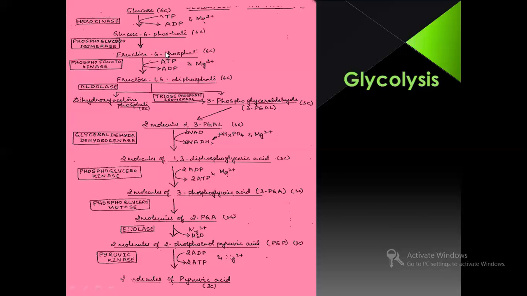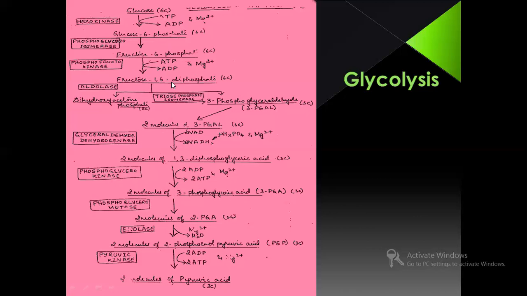This fructose 6-phosphate, again a 6 carbon molecule, again isomerizes into fructose 1,6-diphosphate in the... sorry, it's not undergoing isomerization. Fructose 6-phosphate is further converted into fructose 1,6-diphosphate in the presence of the enzyme phosphofructokinase. This conversion involves a molecule of ATP in the presence of magnesium ion. So the product is fructose 1,6-diphosphate, a 6 carbon molecule.